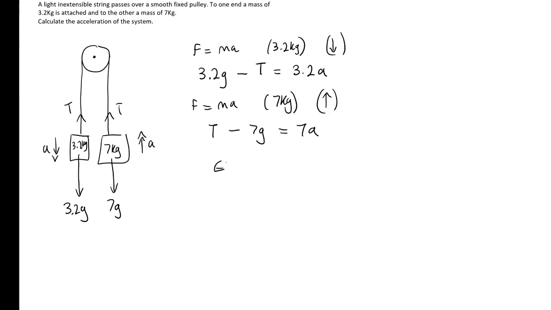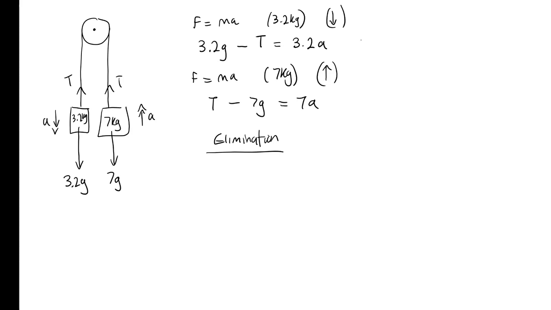Then we'll deal with this via elimination first. So here's equation 1, there's equation 2. You'll find again and again with these problems that if you add equations 1 and 2 together, you'll get rid of T, because one of them has T acting negatively and the other one has T acting positively. So when you add those together, you get minus 4.2g on the left, and you get 10.2a on the right.